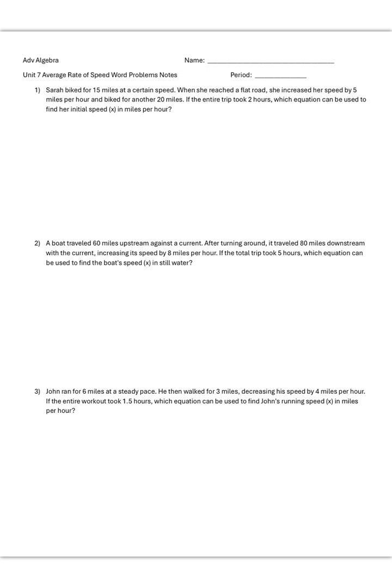Sarah biked for 15 miles at a certain speed. When she reached a flat road, she increased her speed by 5 miles per hour and biked for another 20 miles. If the entire trip took 2 hours, which equation can be used to find her initial speed in miles per hour? So I need to come up with something that's going to give me hours when I'm done.